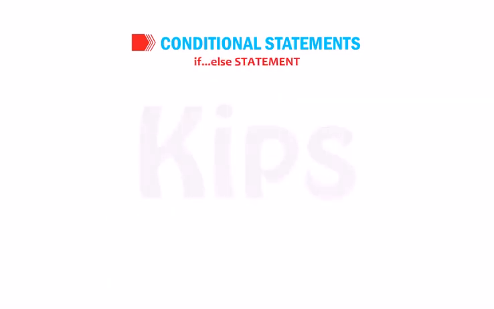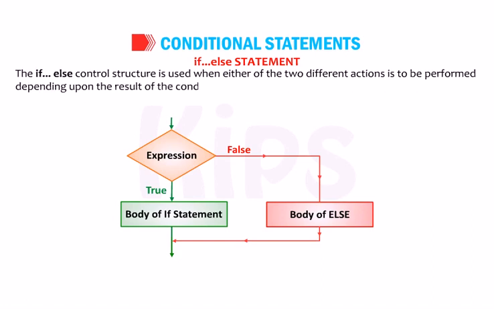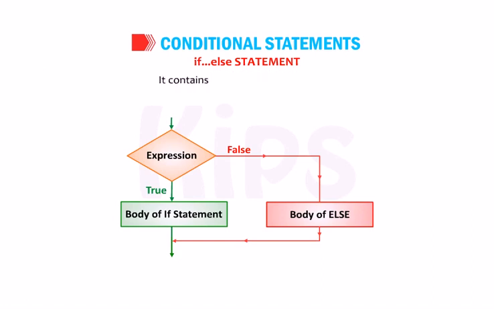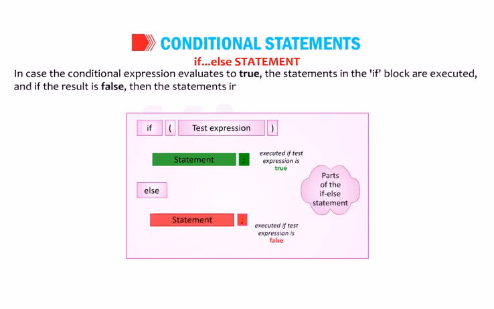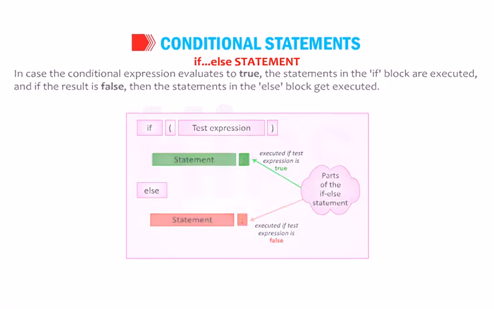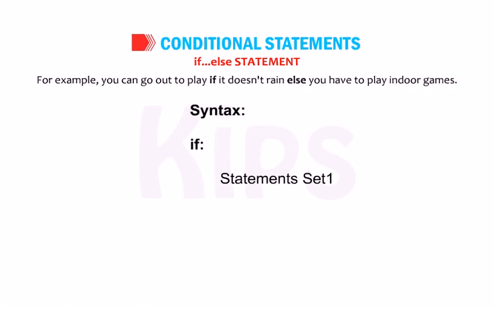If-else statement. The if-else control structure is used when either of the two different actions is to be performed, depending upon the result of the conditional expression. It contains two blocks of statements. In case the conditional expression evaluates to true, the statements in the if block are executed. And if the result is false, then the statements in the else block get executed. For example, you can go out to play if it doesn't rain, else you have to play indoor games. Syntax: if, statements set 1, else, statements set 2.